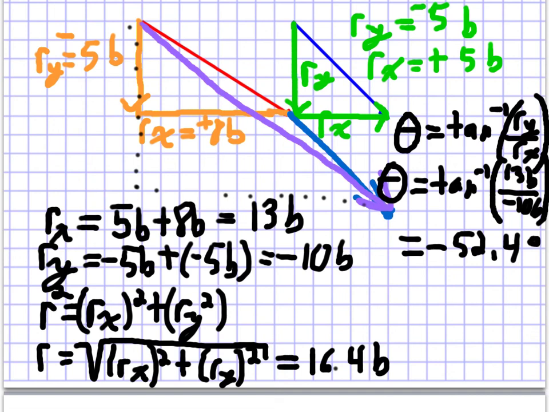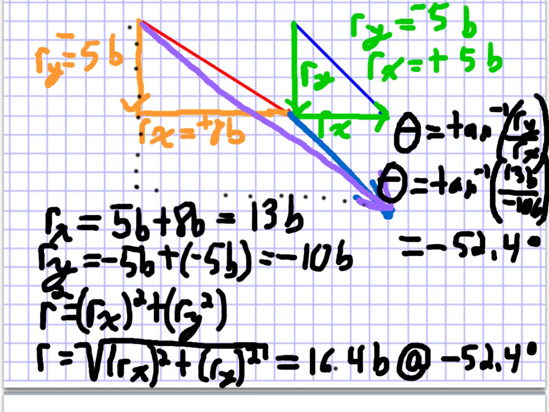And so the final vector R, we're going to bring that angle in with it, is 16.4 boxes at an angle of negative 52.4 degrees. You can use the word at, you can use the symbol at. I've never met anybody that actually cares. 16.4 boxes at an angle of negative 52.4 degrees.